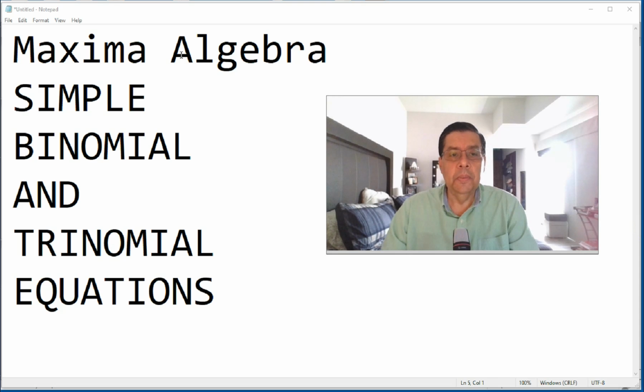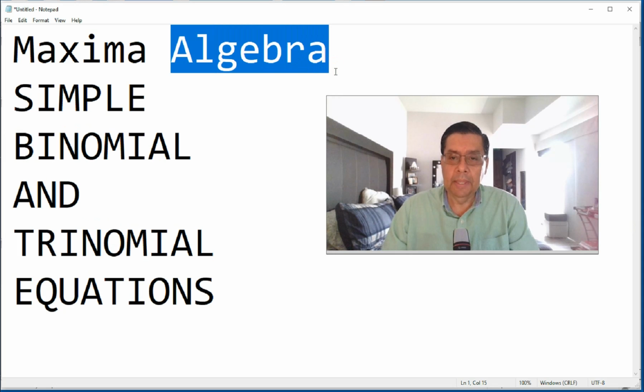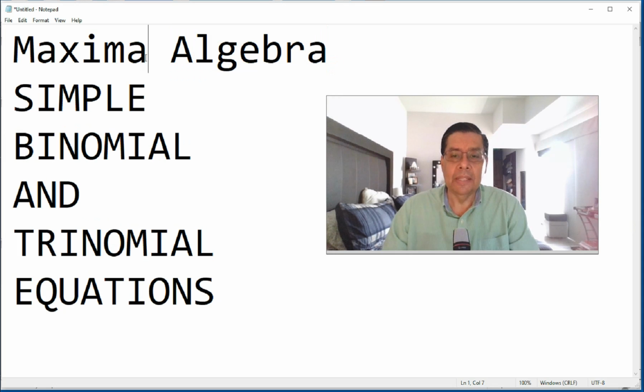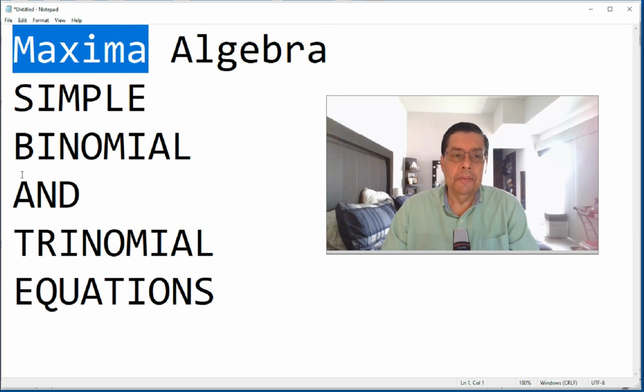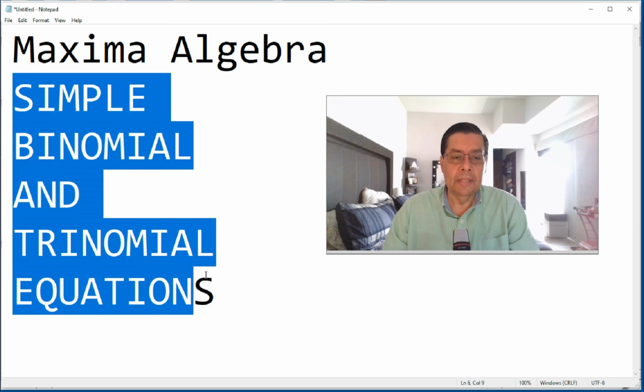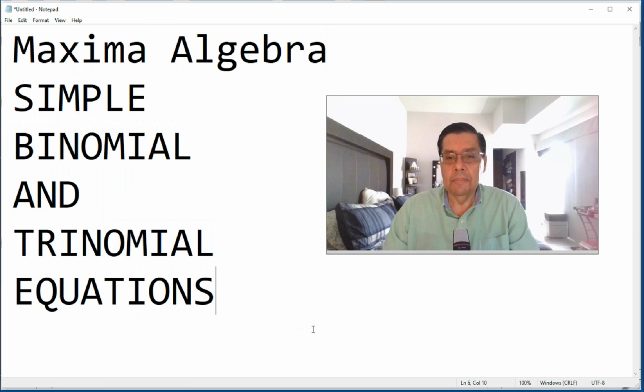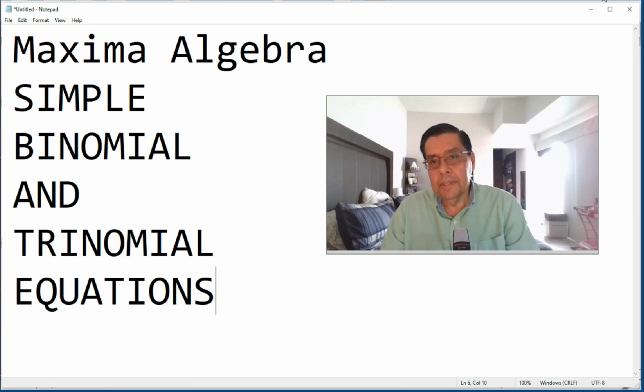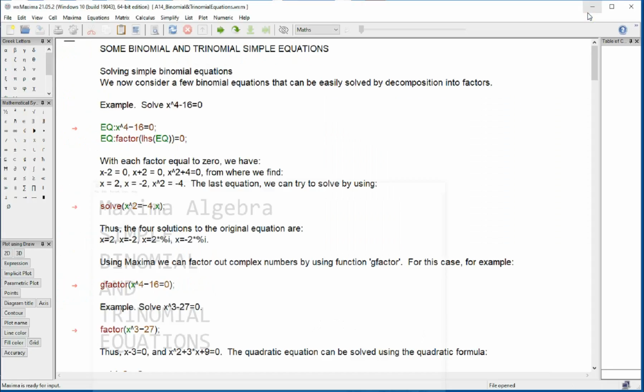We'll continue with our applications of algebra using Maxima. And in this video, we're going to talk about simple binomial and trinomial equations, equations that can be factored, simplified, and solved. And so we start by opening up a Maxima worksheet.